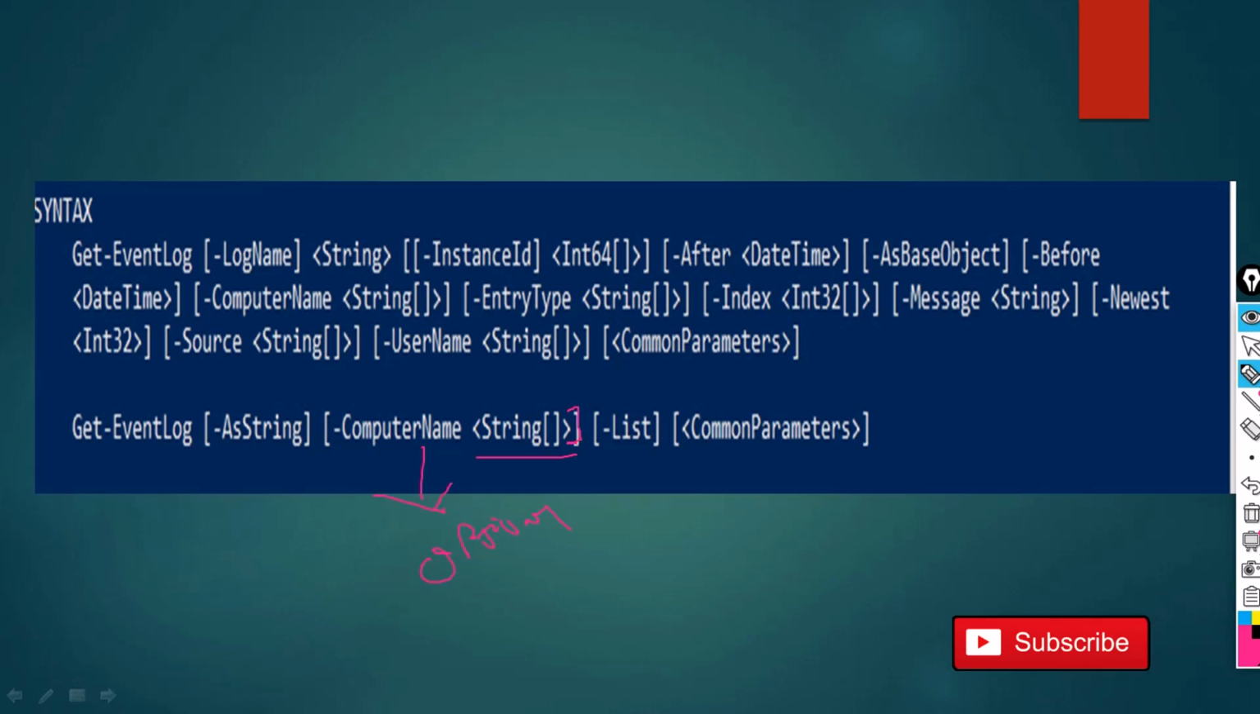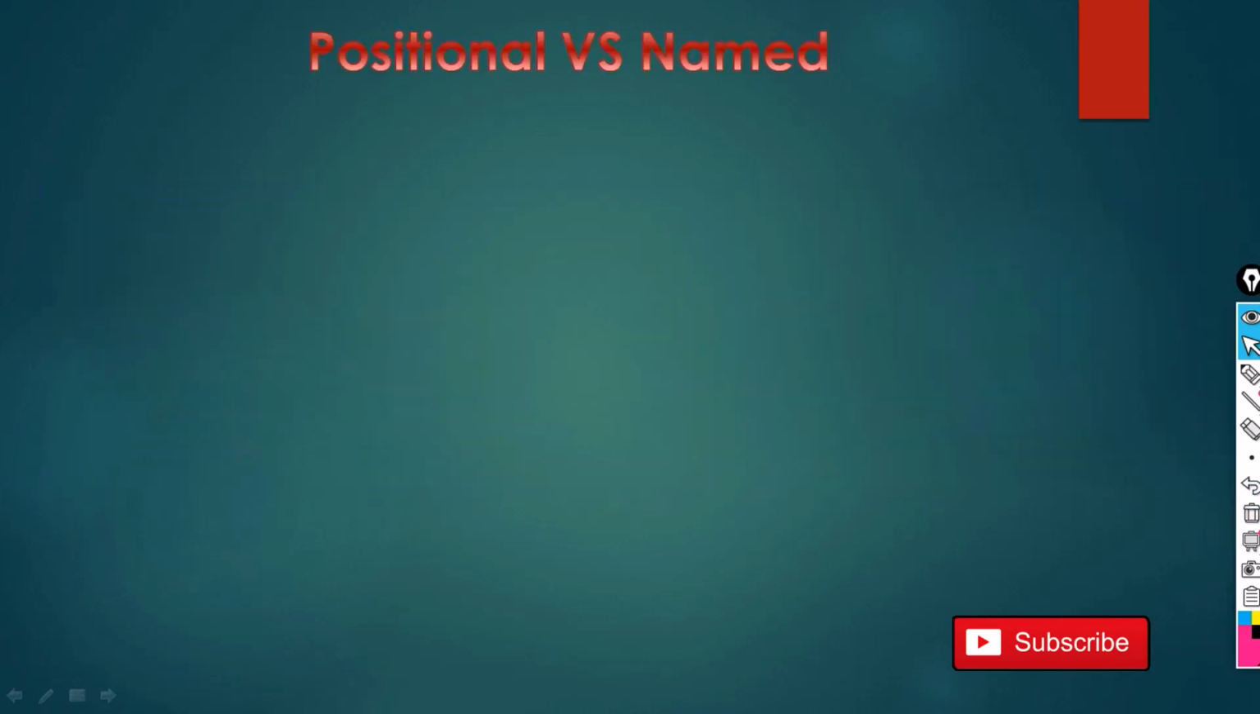Both are together in square brackets, which means it is an optional parameter. So let's go ahead and understand something called named parameters, and we will be talking about the rest of the part in the demo section. So let's jump in and understand positional versus named.